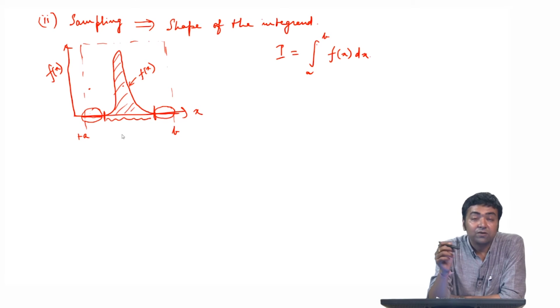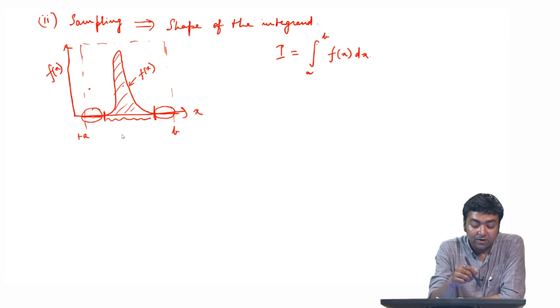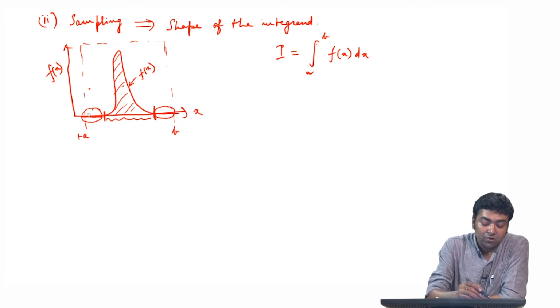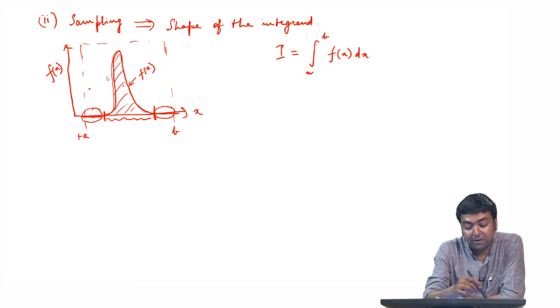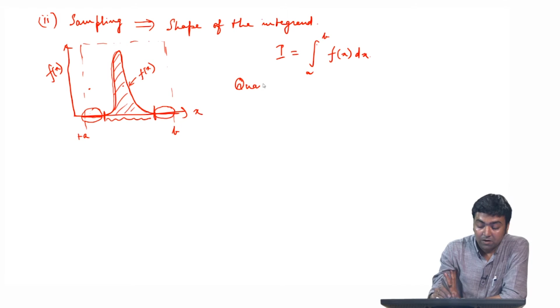Rather, what you want to do is generate a set of random numbers whose distribution matches this distribution, which should have the same shape as the shape of the function. One classic example of this is seen in quantum mechanics.